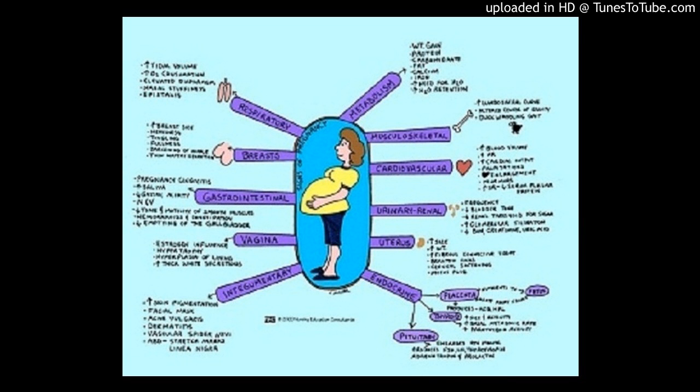Signs of pregnancy are in 3 different categories. Presumptive is the first category. That's more or less subjective information from the mom. These are things that mom's telling me: my breasts are getting larger, there are more nodules in my breasts, I noticed that I have skin pigmentation changes, I noticed that I don't have a period.